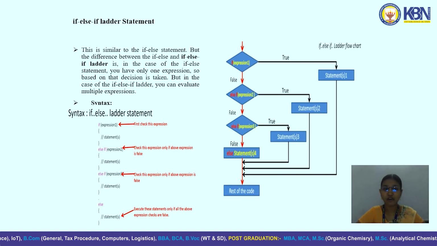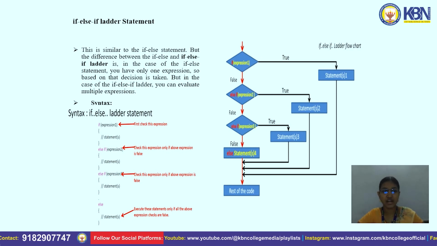For example, take student marks. First category, greater than 95, I have to print the statement first class. Next, greater than 80 to 90, I have to print the statement second class. Next, below 75, I have to declare the third class. In that program, we have multiple expressions, so we are using the if-else if ladder statement.